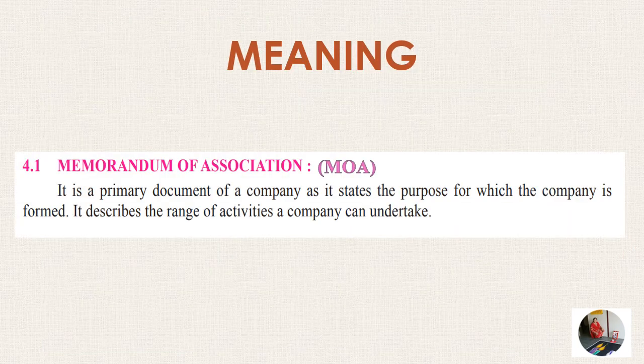Let us understand the meaning of Memorandum of Association. It is the primary document of the company and it states the purpose for which the company is formed. It describes the range of activities a company can undertake. So here we need to remember that it's a primary document. It will tell us the purpose and the range of activities that the company undertakes. Memorandum of Association is the most important document for any company.